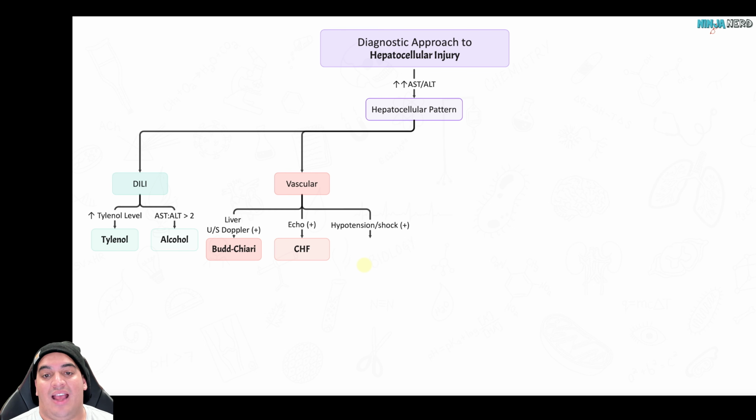And then lastly, if they have a history of recent hypotension or profound shock with lactic acidosis, multisystem organ dysfunction, and on top of that, a massive elevation in LFTs, I can probably say it's ischemic hepatitis.